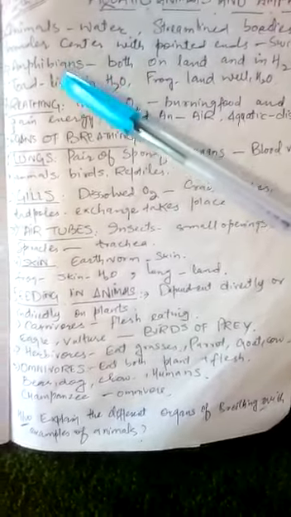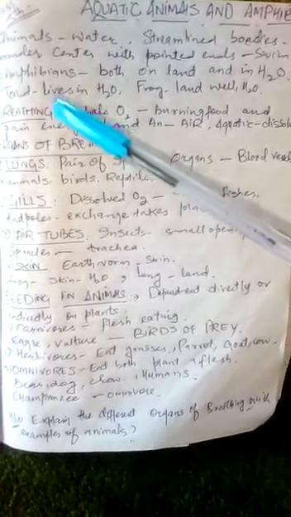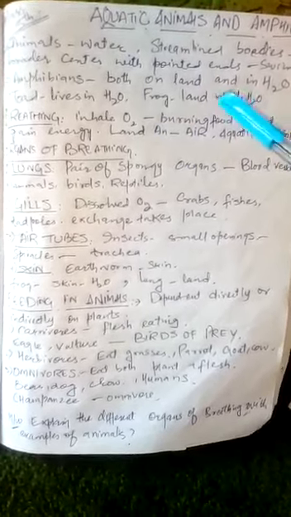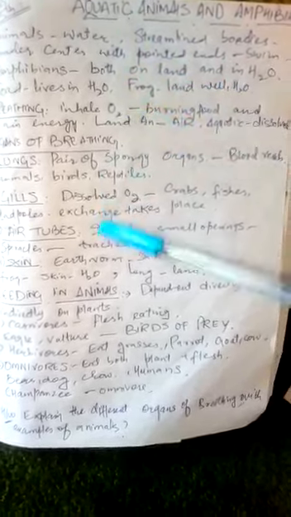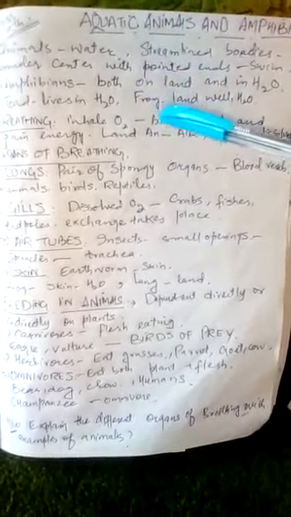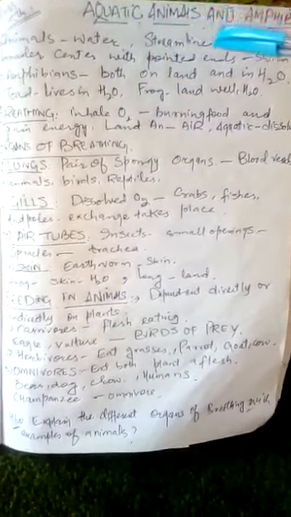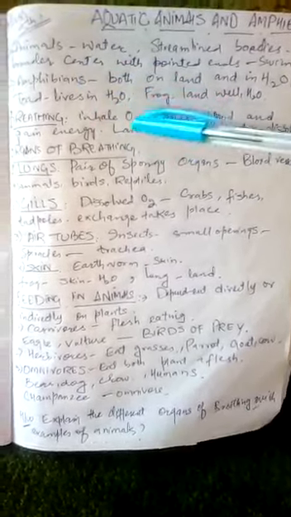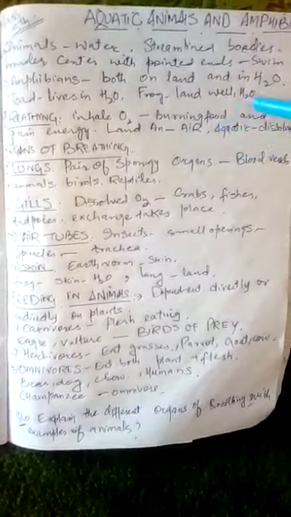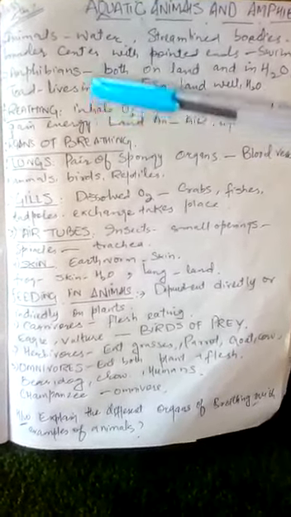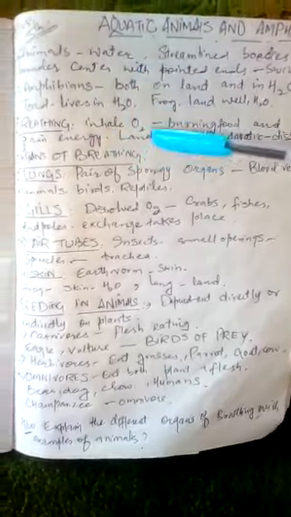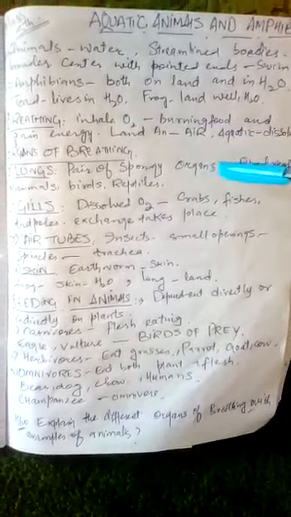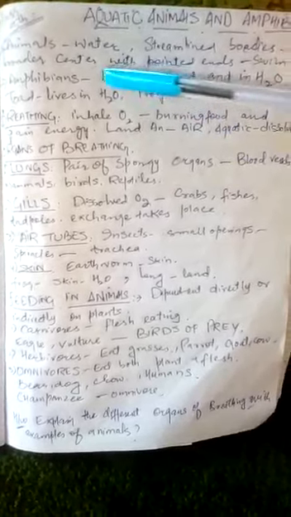Now, what are amphibians? Students, amphibians are the animals that live on land as well as in water. We saw terrestrial animals, those were the animals that live on land. We saw aquatic animals, those were the animals that live completely in water. And these are amphibians, that is, the animals that live both on land as well as in water. For example, students, a toad lives in water, but a frog can live in water as well as on land. So frog is an example of an amphibian.